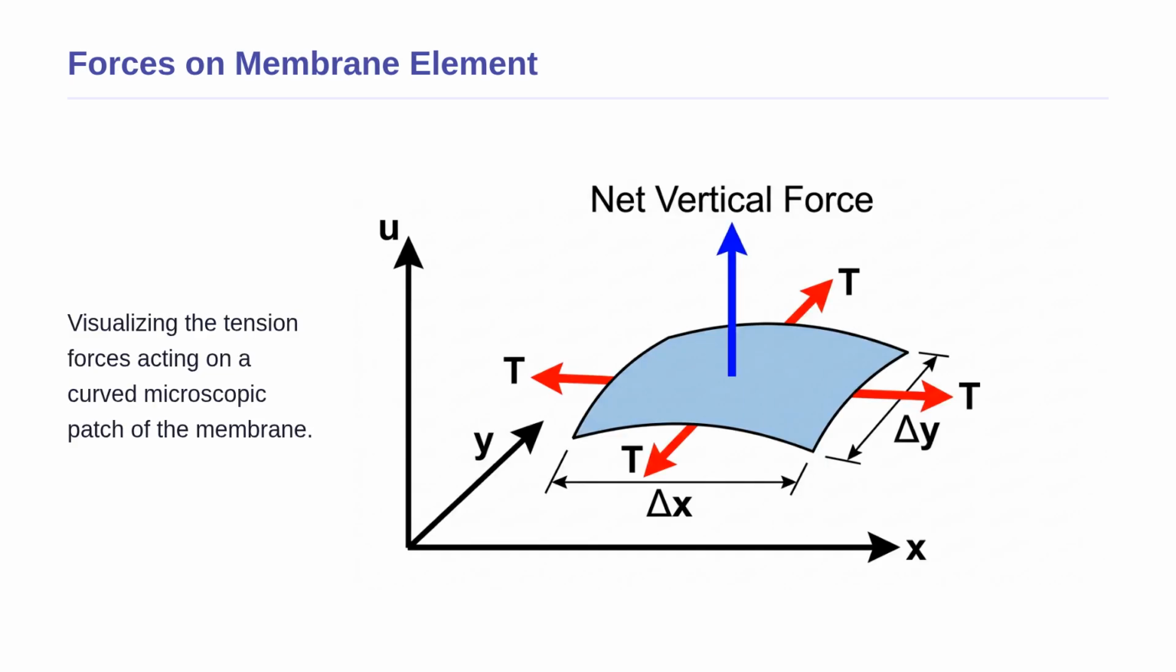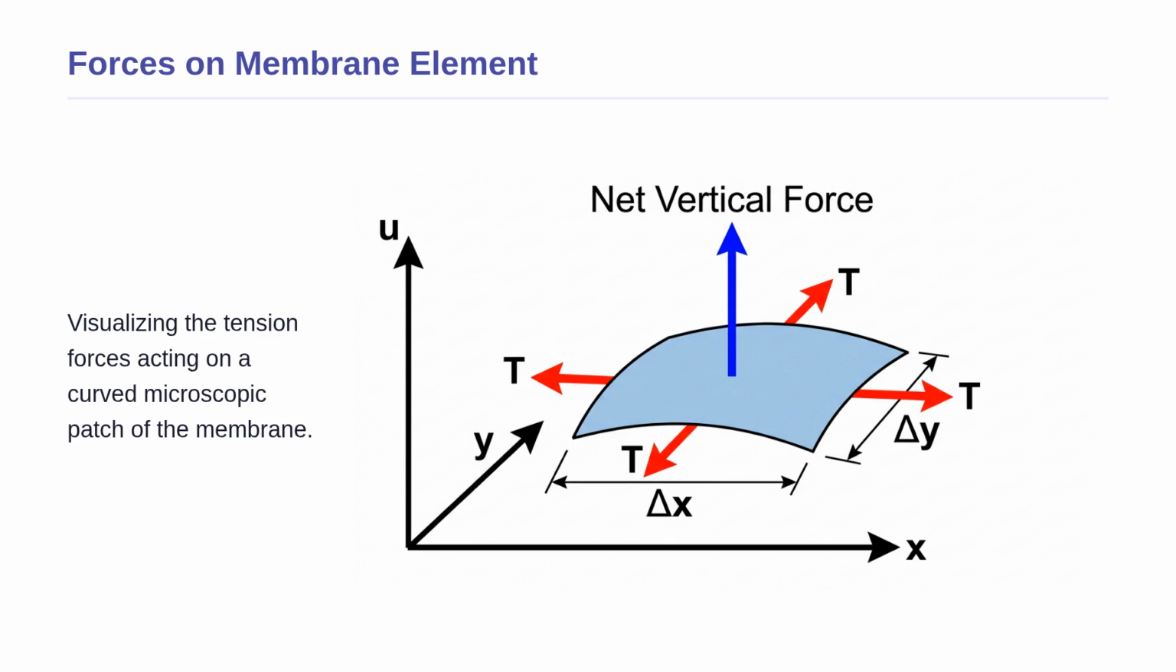Here we are looking at a highly magnified view of a tiny membrane element. Notice the axes. X and Y form the horizontal plane, while U represents the vertical displacement. The arrows labeled T represent the uniform tension pulling on the edges of the patch.